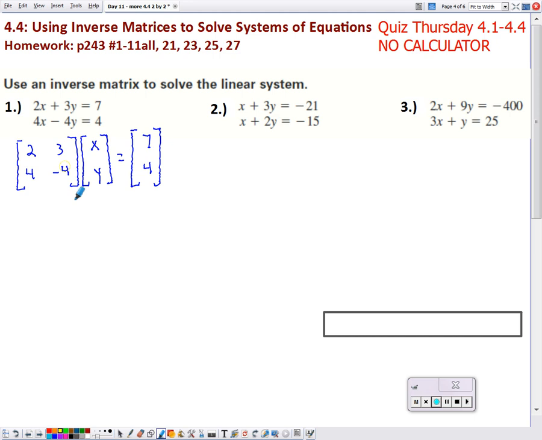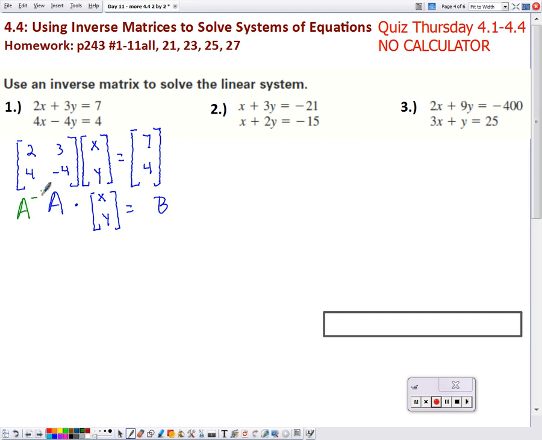Okay, we are going to use matrices to solve this system. We're going to call our coefficient matrix matrix A. We're going to call our variable matrix the variable matrix. And we're going to call 7, 4 matrix B. Now, to solve for matrix XY, we need to get rid of the A. And just like we learned yesterday, we can't divide by matrices. So what we need to do is multiply by the inverse.